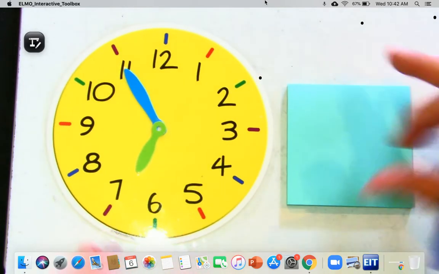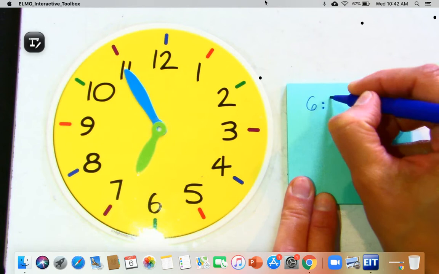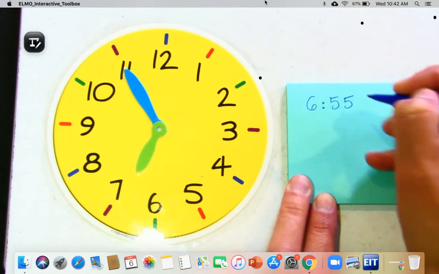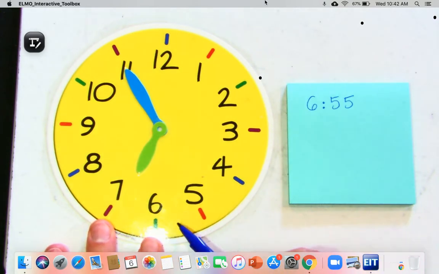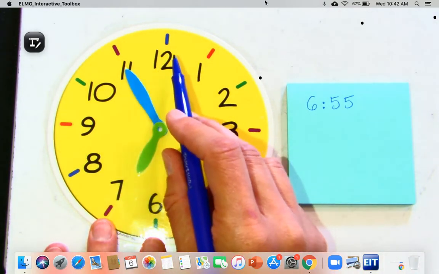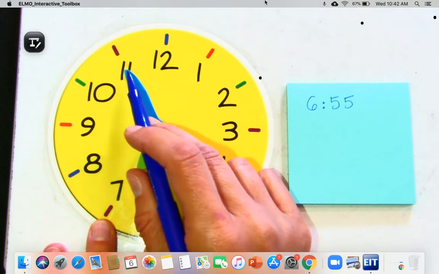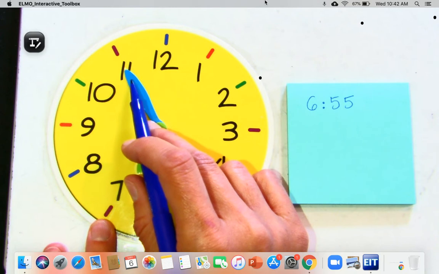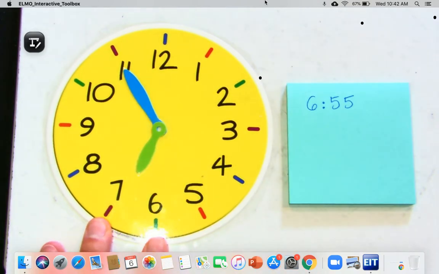So it is 6:55, right? And again, you can count by fives, or you can think about, well, I know that there are 60 minutes in an hour, so I can just take away five. I know 60 minus 5 is 55. Or you could do 11 times 5 is 55, so we know that's 55. So the time is 6:55.